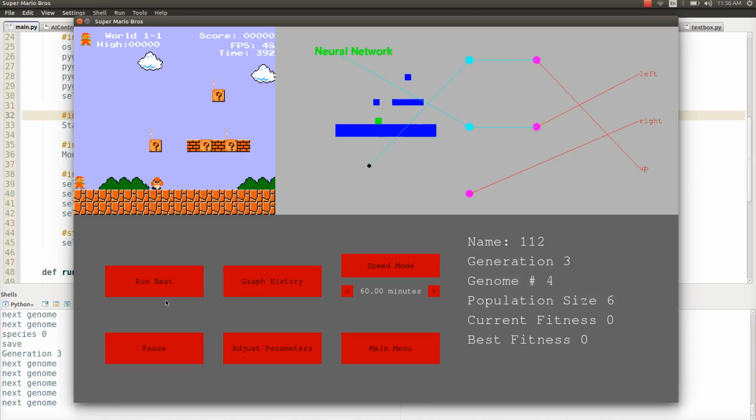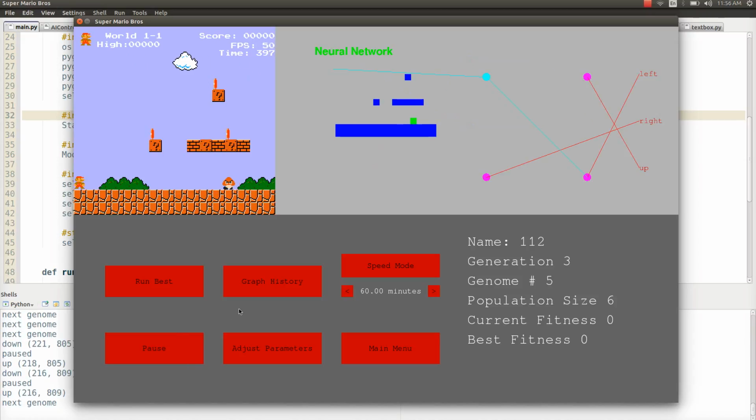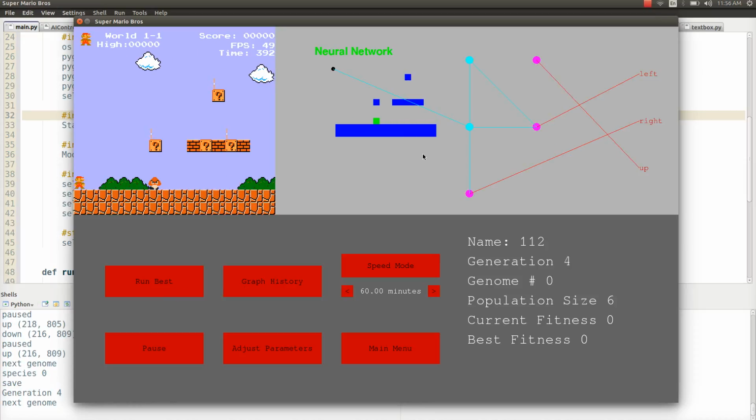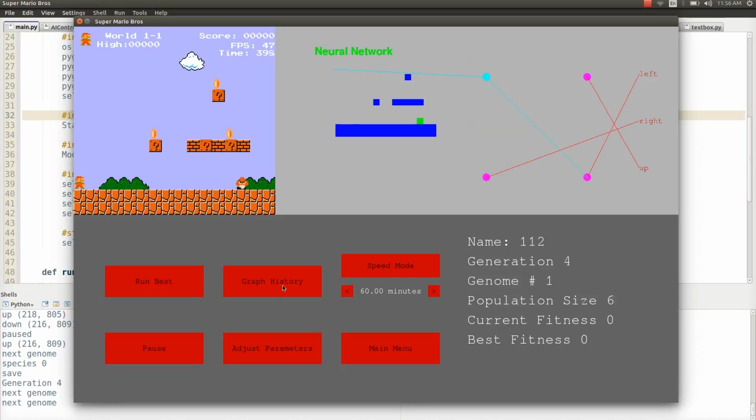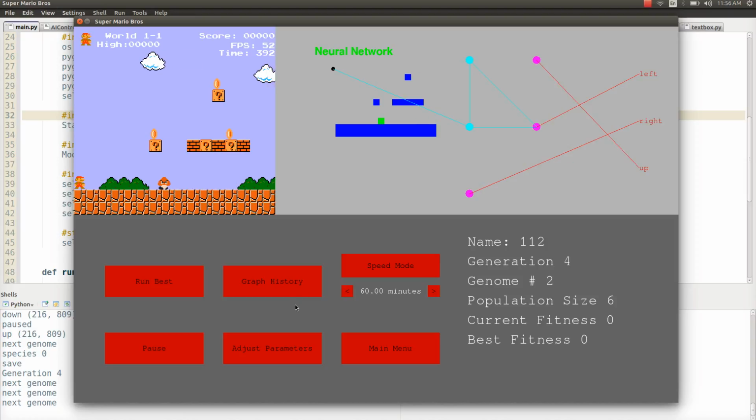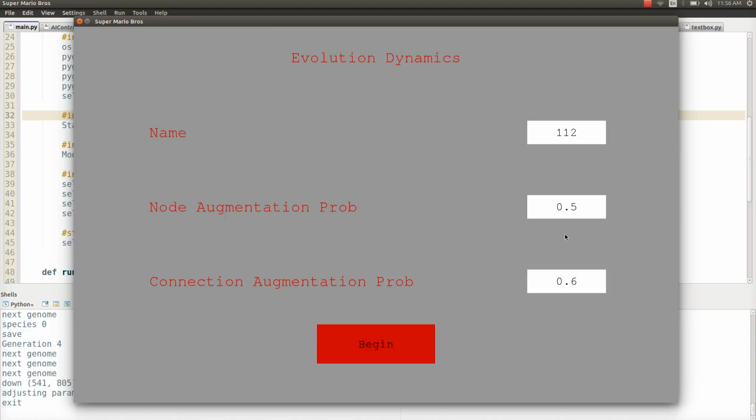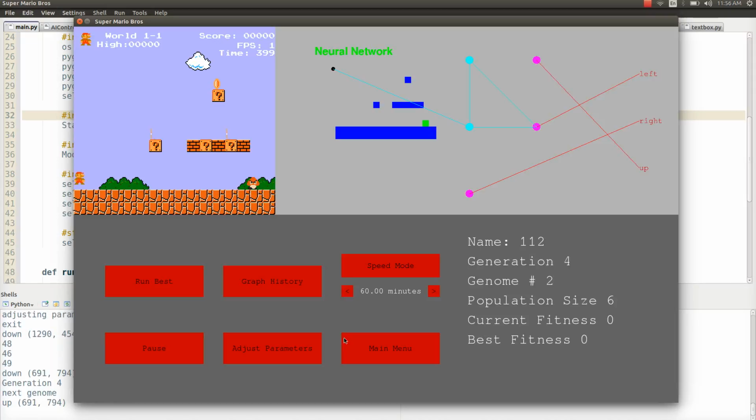Down here, we can pause the simulation. We can resume it. We can run our historical best. I'm not going to do that now because so far we haven't created a successful genome yet. We can graph the history of the population, which it doesn't have one yet. We can readjust the parameters to make them more effective, 0.1.